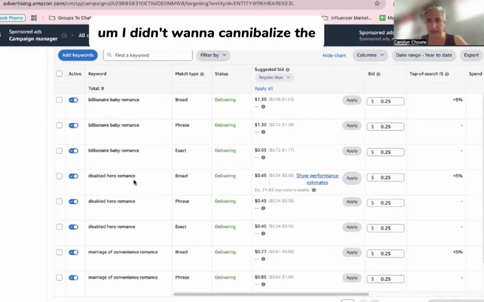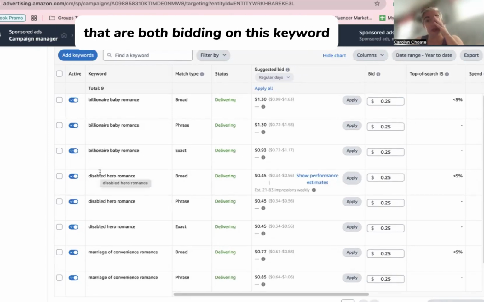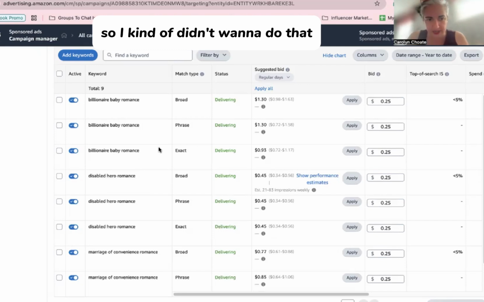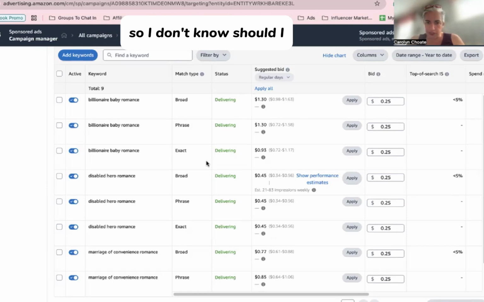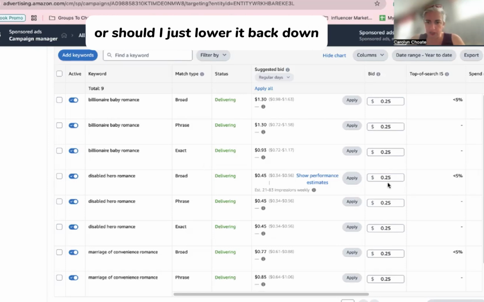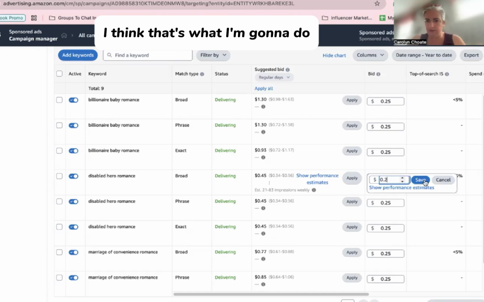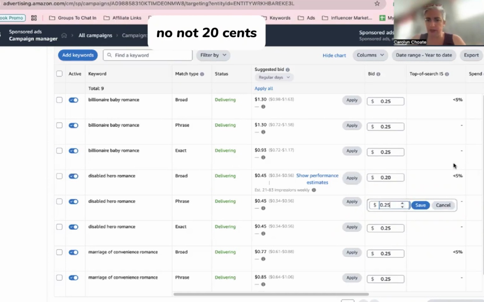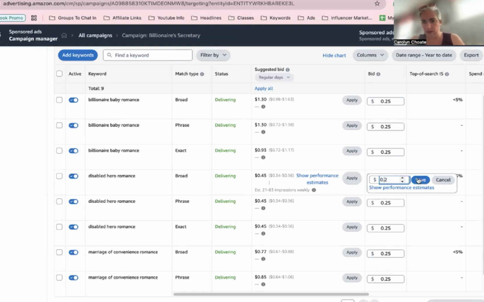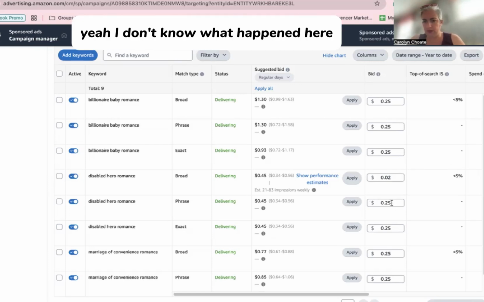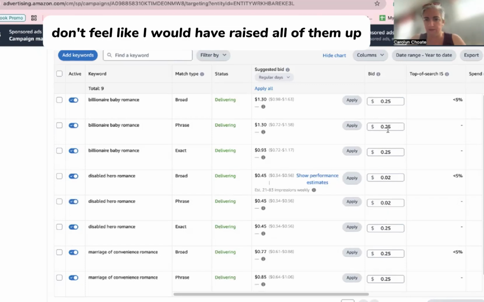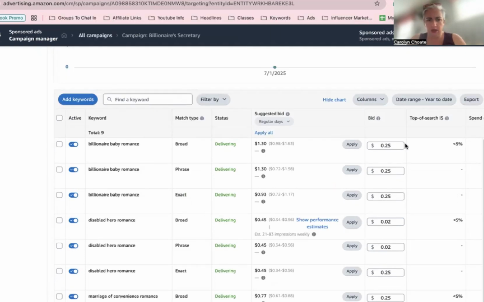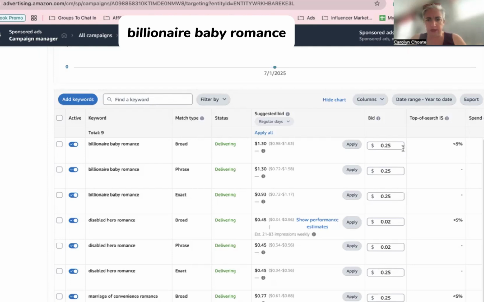I didn't want to cannibalize the impressions with this keyword because basically if I have two different books that are both bidding on this keyword, I'm bidding against myself for it. So I kind of didn't want to do that. So I don't know. Should I just turn this one all the way off or should I just lower it back down? I think that's what I'm gonna do. No, not 20 cents. Ugh, yeah. I don't know what happened here because I don't feel like I would have raised all of them up, but maybe I did. Billionaire Baby Romance.